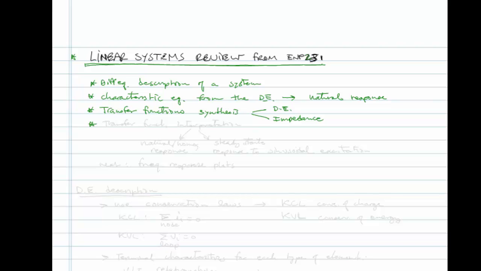And then we will talk about transfer function interpretation. In other words, interpretation. Specifically, we can use the transfer function to determine the natural or homogeneous response, and we can find the steady state response to sinusoidal excitation.